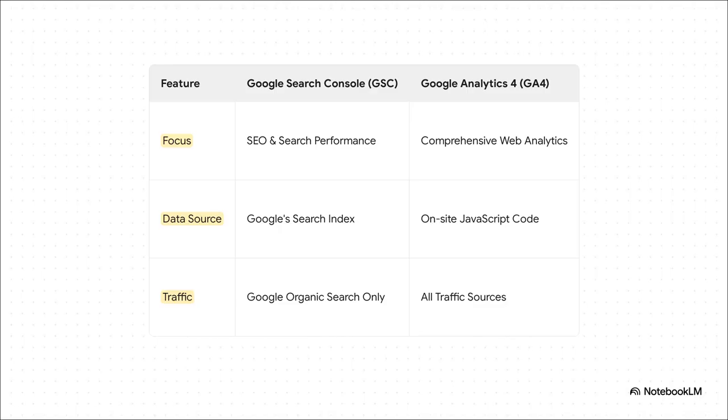And this table just lays it all out perfectly. GSC is all about SEO performance. Its data comes straight from Google's own search index, and it only cares about organic traffic. GA4, on the other hand, is the whole shebang of web analytics. It uses a little snippet of code on your site to track visitors from every source. See? They're built from the ground up to answer completely different questions.